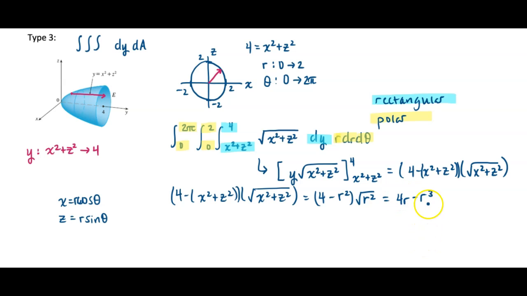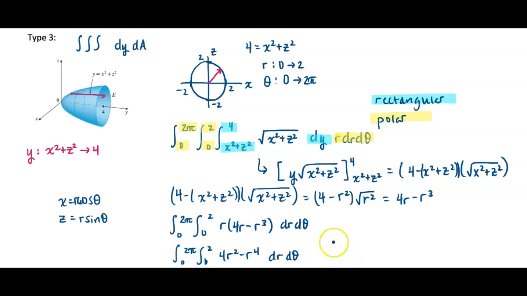minus r cubed. So I've just got the double integral from 0 to 2 pi, and then from 0 to 2. Because I have this extra r in here, this is just going to look like r times 4r minus r cubed dr d theta, which is really going to be the integral from 0 to 2 pi, then from 0 to 2 of 4r squared minus r to the 4th power dr d theta.